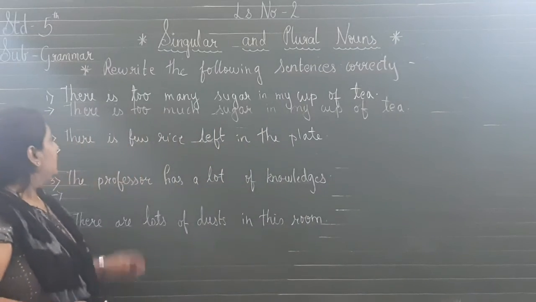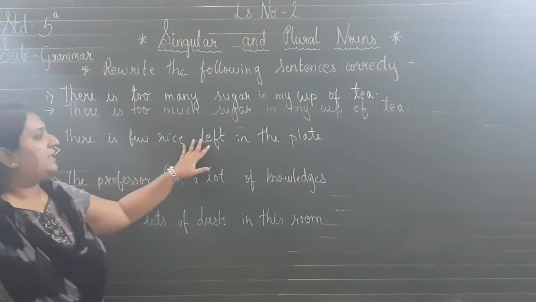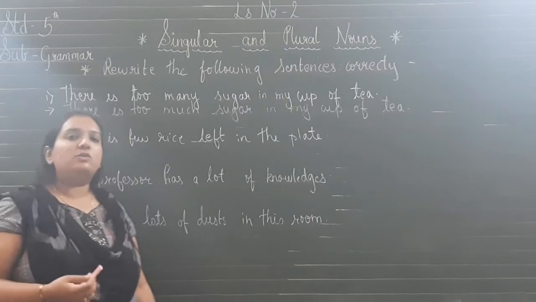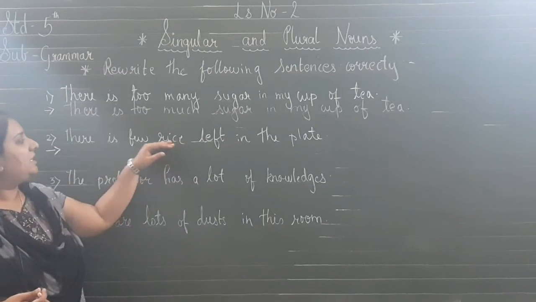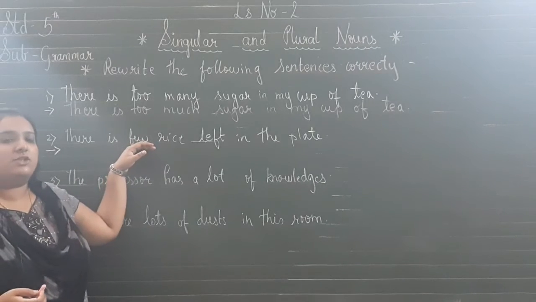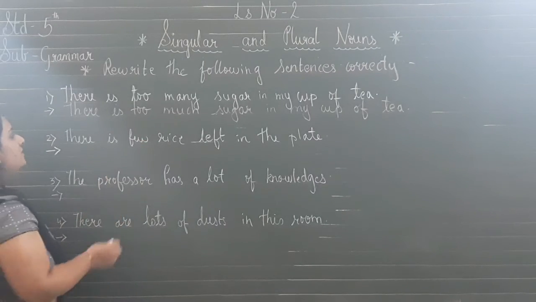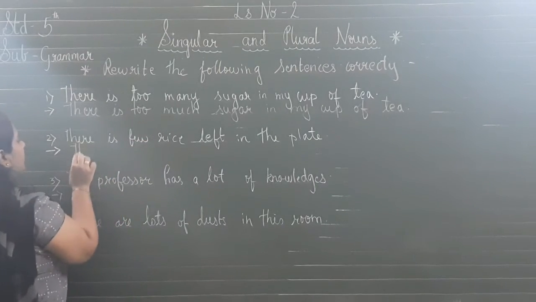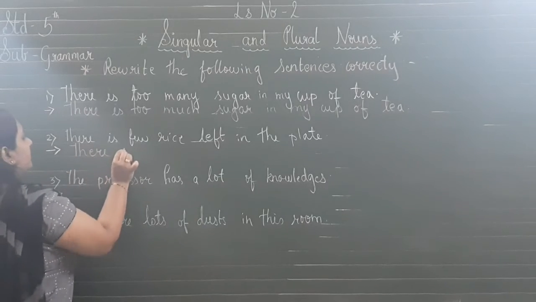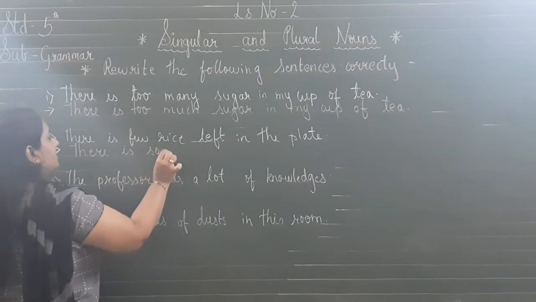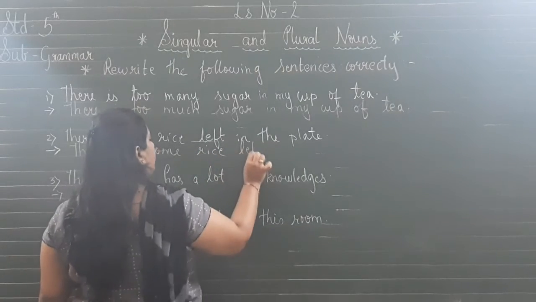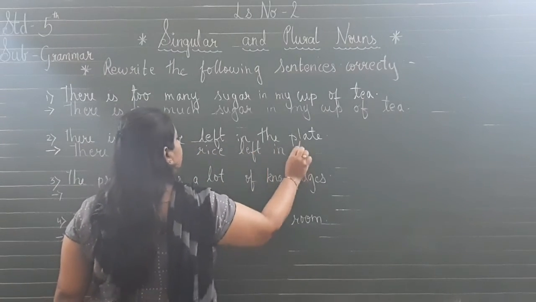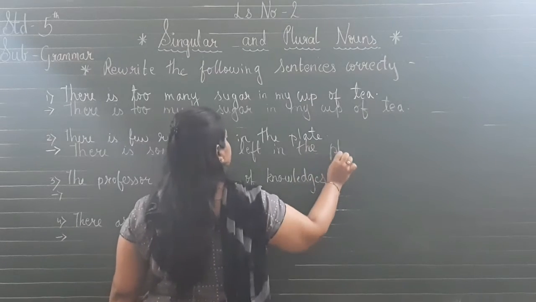Next one. There is few rice left in the plate. Again, if I go to find the noun, here rice is an uncountable noun. For an uncountable noun, do we use the expression few? No, we use some. So the sentence will become, there is some rice left in the plate.